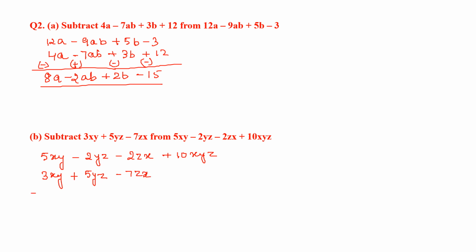Now you have to change the sign. So plus 3xy became minus 3xy, plus 5yz will be minus, and minus 7zx will become plus. Now 5 minus 3 is 2xy, minus 2 minus 5 is minus 7yz, and minus 2 plus 7 will give you plus 5zx, and 10xyz will remain as it is. Okay, so this is your required answer.